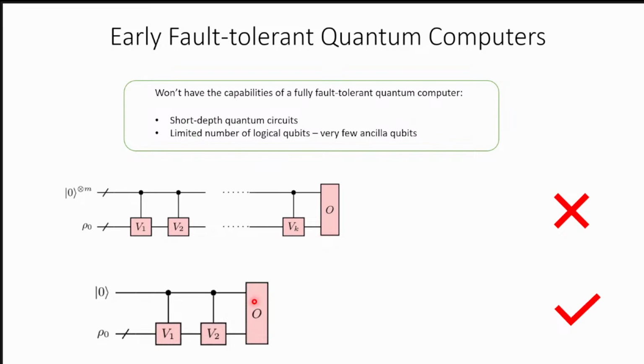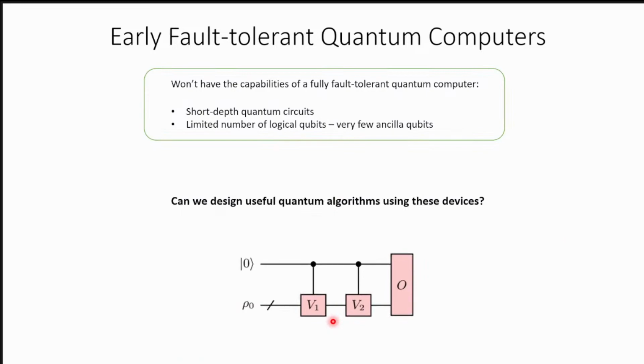So you may have circuits of this kind which are short depth, so applying only a few unitaries. You maybe have access to only a single ancilla qubit, and these controlled operations are controlled over that solitary ancilla qubit. And these are small quantum circuits, right? So you are restricted in the early fault-tolerant regime by these sorts of quantum devices. Now the question that we ask for this talk is, can we design useful quantum algorithms using these devices?